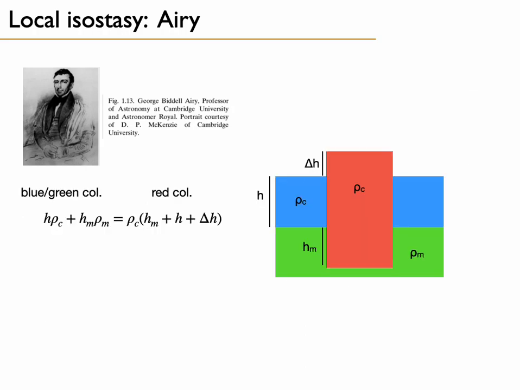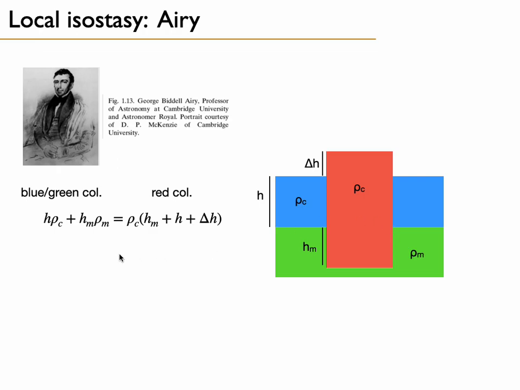So let's make a little example again. Now we have the blue crust, thickness h and density rho c. The red crustal domain with a plateau of height delta h has a density rho c, like the blue block, but it has a root of thickness hm.